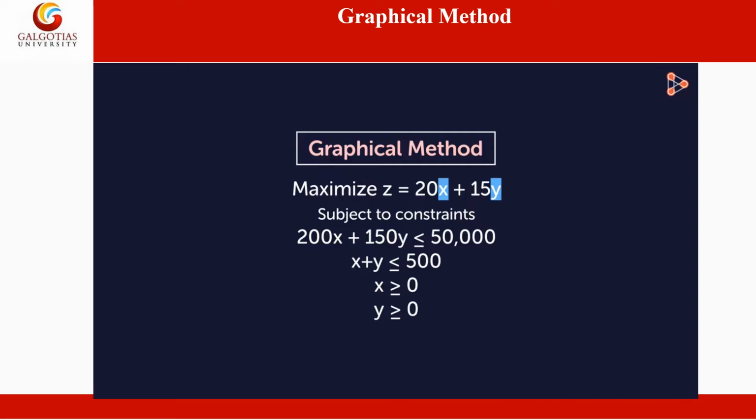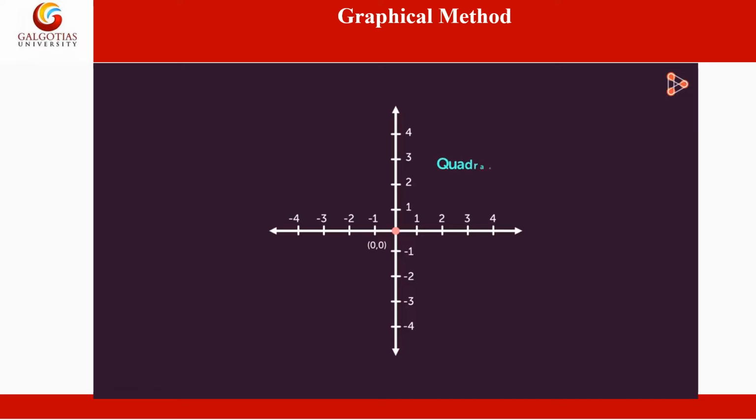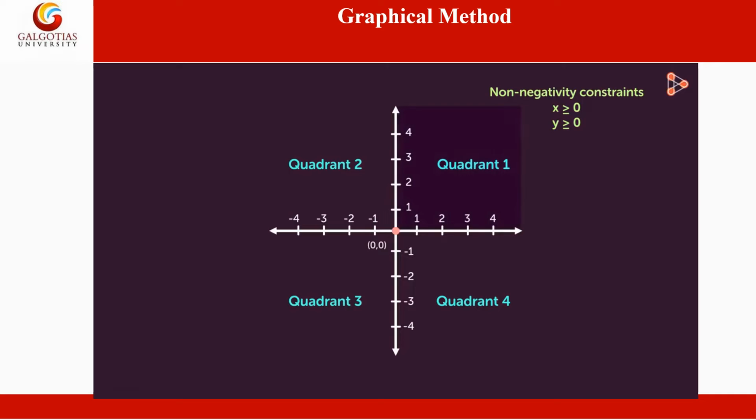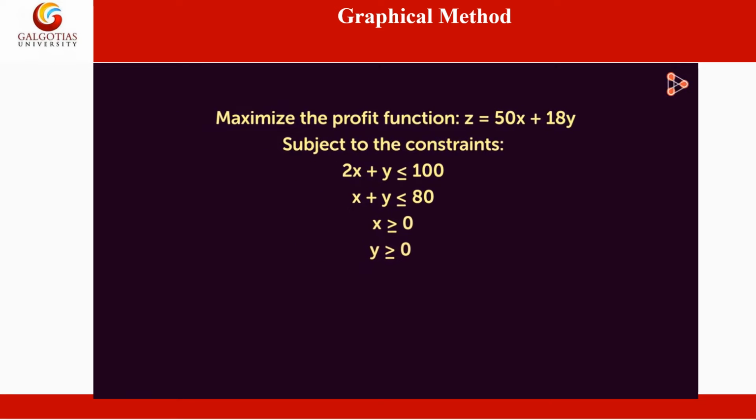On a graph, we will use a coordinate plane. We know that there are four quadrants in a coordinate plane. As the decision variables in a linear programming problem should satisfy the non-negativity constraint, the values of x and y should not be less than 0. It means they will lie in the first quadrant only. Therefore, to solve these problems on a graph, we need to use only this quadrant. For better understanding, let's solve this linear programming problem graphically.